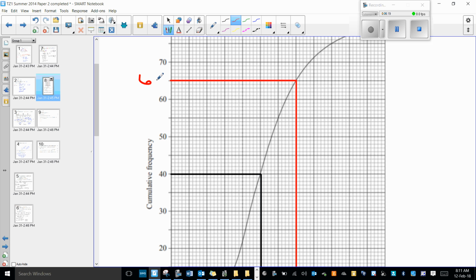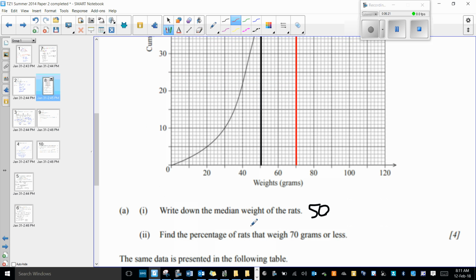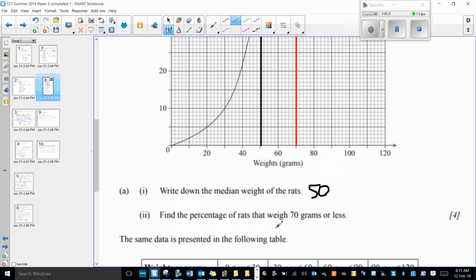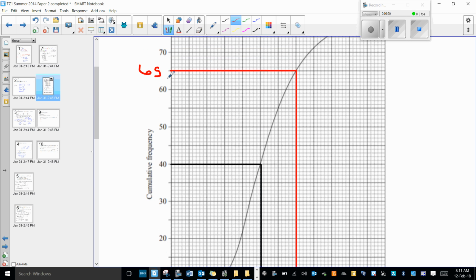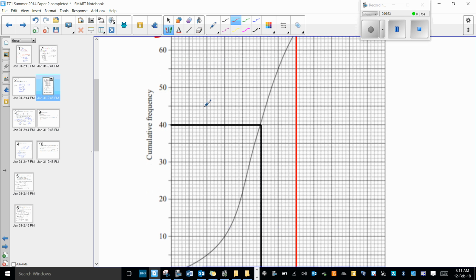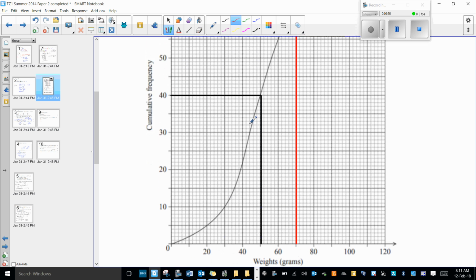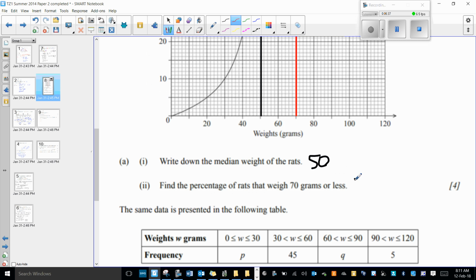But the question was, write down the percentage of rats that weigh 70 grams or less. Okay, so that is all of these rats. So it's 65 out of a possible 80, times 100.